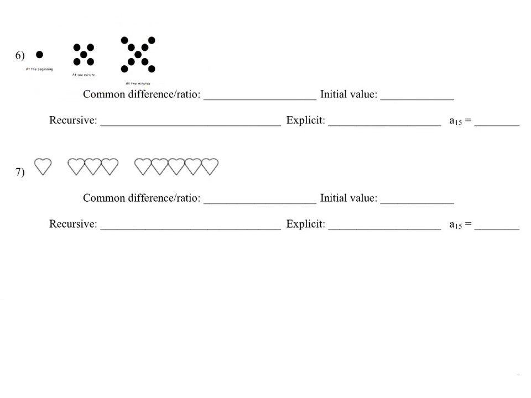What you're doing in this one, so even though it's in pictures, what you're really doing is getting the amount of dots, so 1, 5, 9, etc. And since this one is just adding 4 dots each time, this one is arithmetic, and your common difference is 4. Your initial value is just the first number, which is 1.